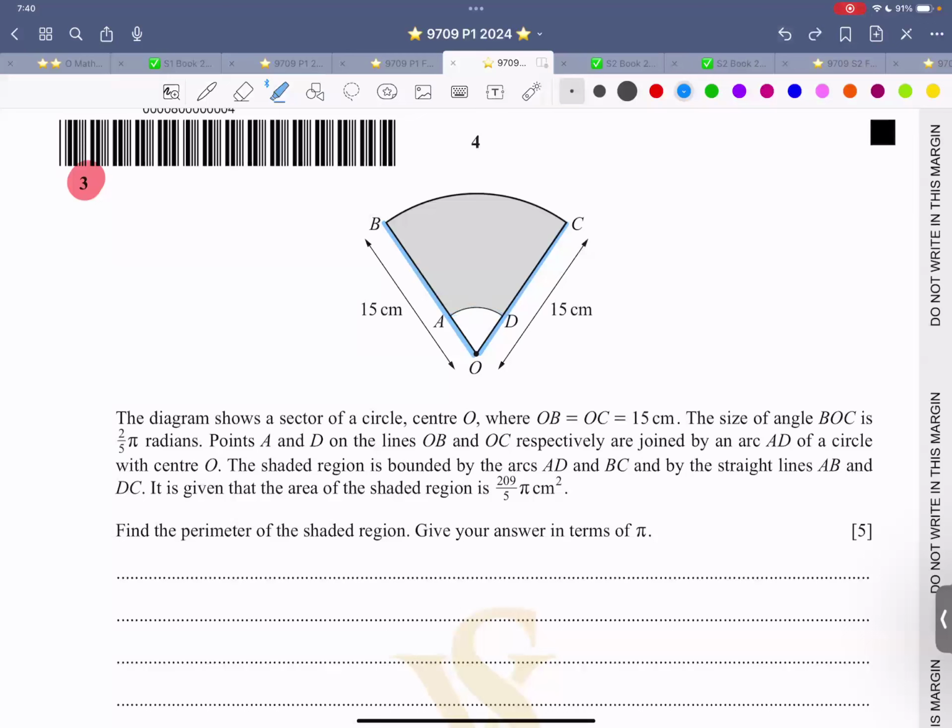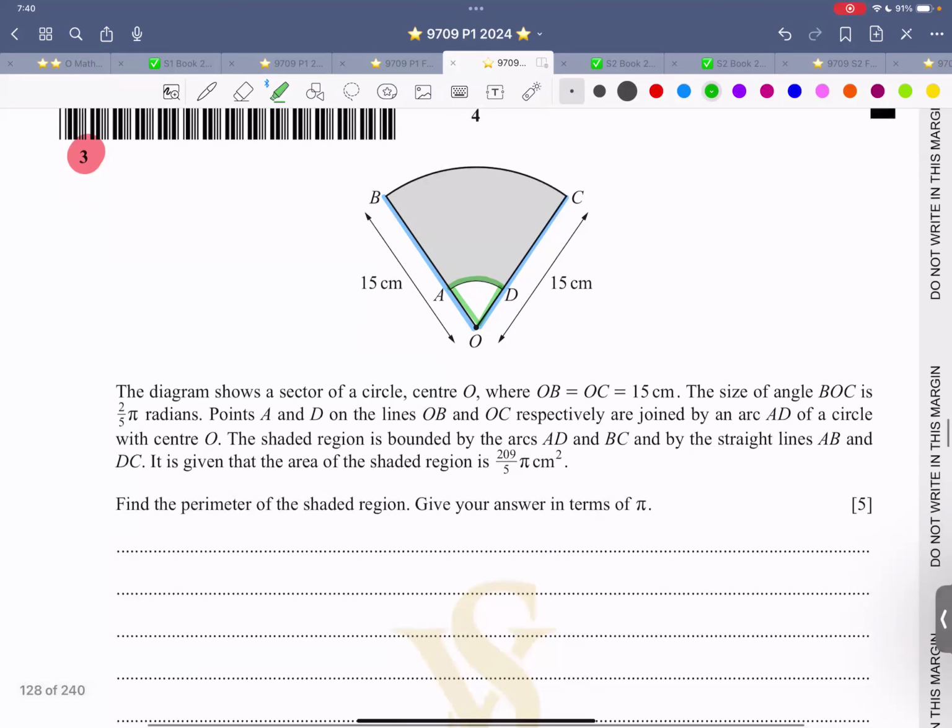And what else is there? A and B lie on such and such an arc of a circle. So there is another arc like this over here. And for this, this is the radius. This is the radius for the small one. And what else is there? The area of the shaded region is this. So now what we do is, they are not asking us, but we need it. That is, let OA equal OD equal small r.